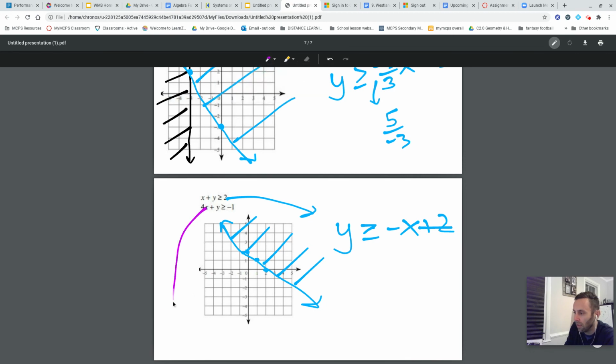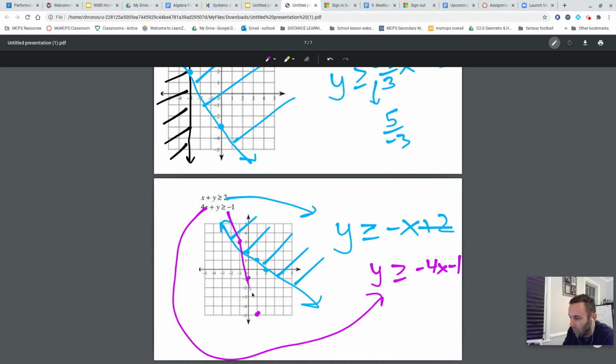And the other one, if you change this one to y, you have y is greater than or equal to negative 4x minus 1. Well, negative 1 will be right here. And I would go down 4, 1, 2, 3, 4, and then to the right 1. Or up 4, 1, 2, 3, 4, and to the left 1. Either way, it is a solid line. And then the shading, it says greater than, so it would be above it, which should be like right over here.